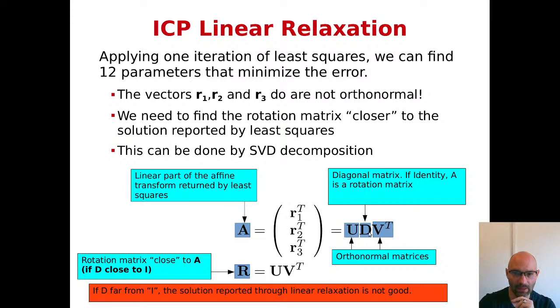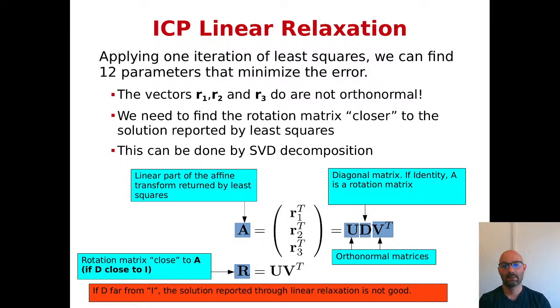A peculiarity of the singular values is that they denote basically the magnitude of the transformation along the different axes. So if my matrix A, which is actually the linear part returned by the linear relaxation, is a rotation matrix, then D will be equal to the identity, because U is an orthonormal matrix, V is an orthonormal matrix, and in order to stay orthonormal, this product, then D must consist of all ones.